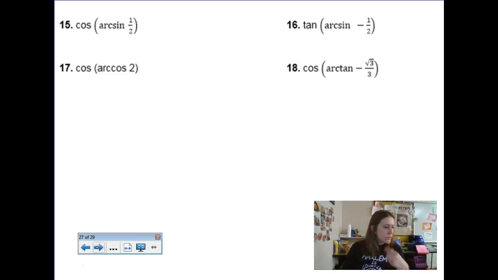I'm trying to see if there's a problem coming up here where we don't just mystically, magically undo each other with arc cosine and cosine. Yes, there is one coming up. All right, look forward to that.